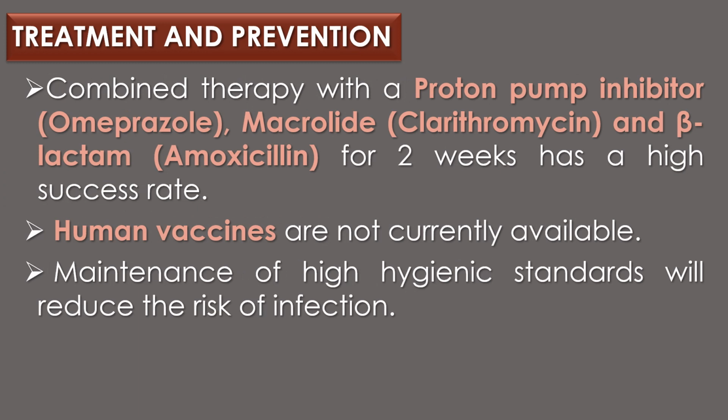Finally, treatment and prevention. Combined therapy with a proton pump inhibitor like omeprazole or macrolide like clarithromycin and beta-lactam amoxicillin for 2 weeks has a high success rate. Human vaccines are not currently available and for prevention, maintenance of high hygienic standards will reduce the risk of infection caused by Helicobacter pylori.